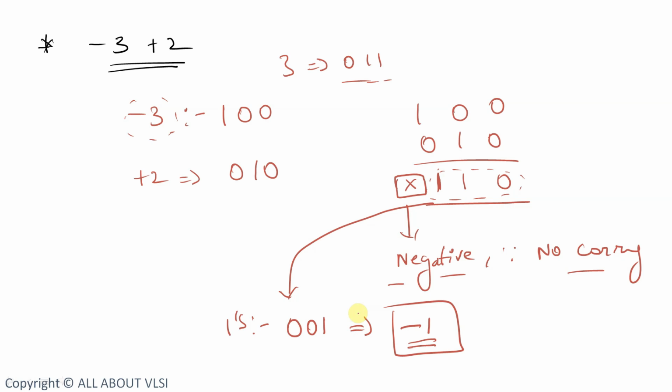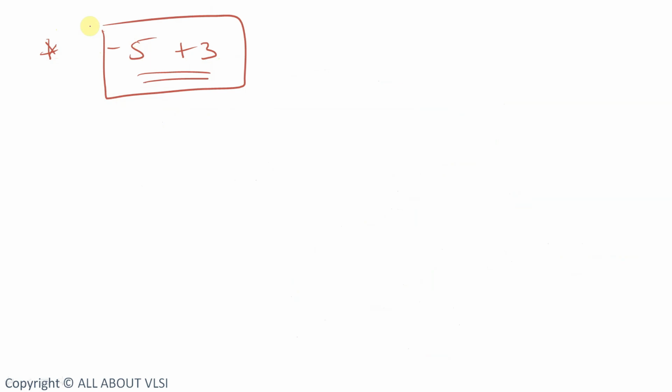Now try this one. Try doing minus 5 plus 3 using 1's complement form of representation. You can take 1 minute, it's not a big deal. Please try and tell me what procedure you have followed. Minus 5 plus 3, we will simply get minus 2, and in this we are not going to get any carry. No carry, and on the resultant we are going to perform 1's complement. So this is how we perform 1's complement addition.